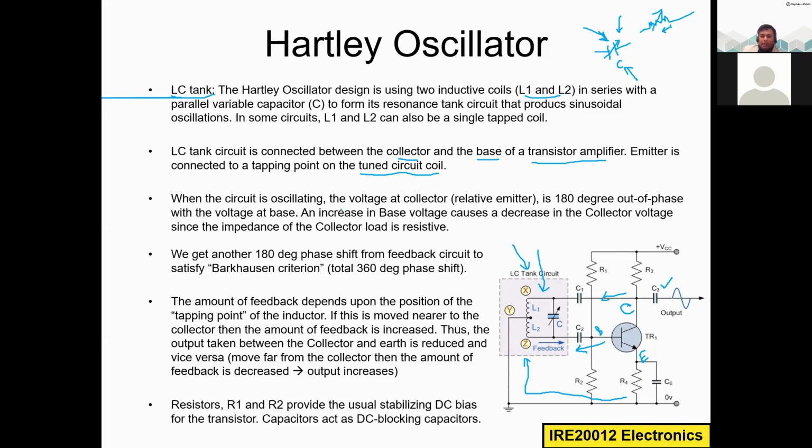We will see here one by one. When the circuit is oscillating, the voltage at the collector is 180 degrees out of phase with the voltage at the base. That is the property of this transistor. If you increase the base voltage, it causes a decrease in the collector voltage, since the impedance of the collector load is resistive.